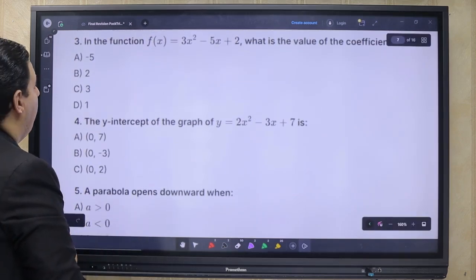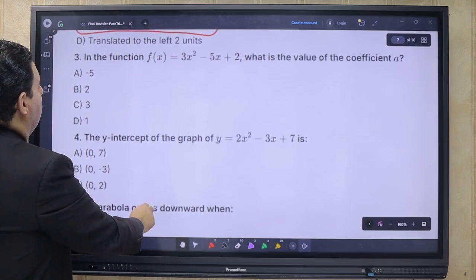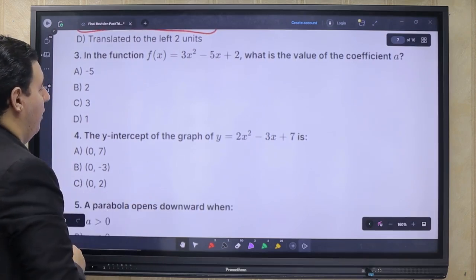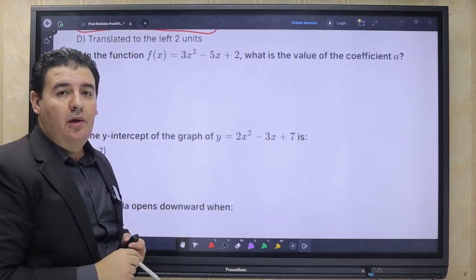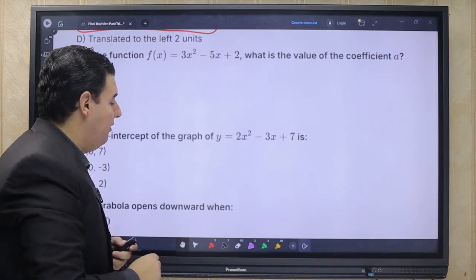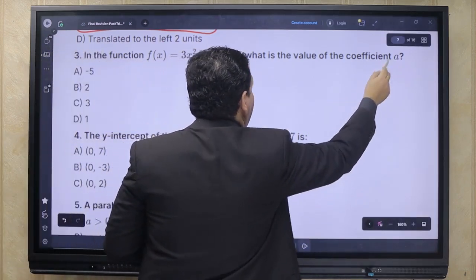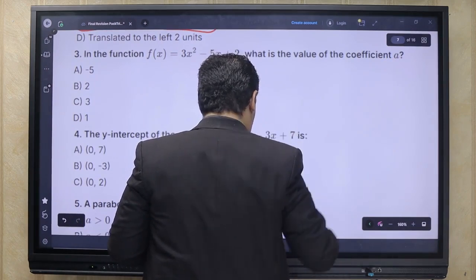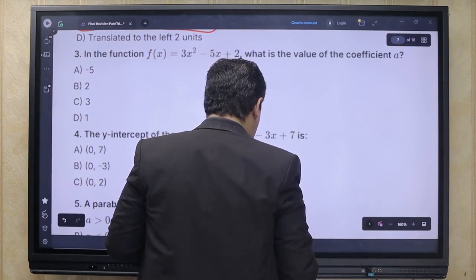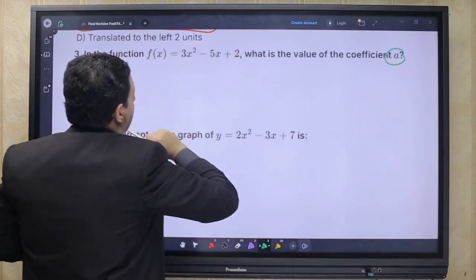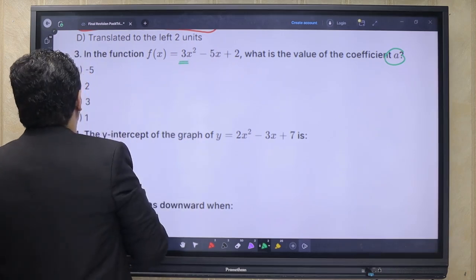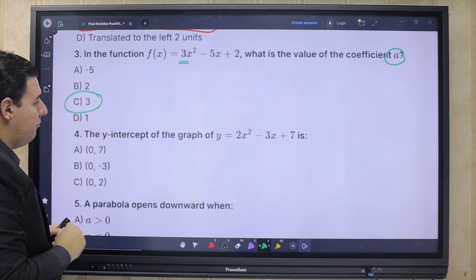Question 3. In the function y or f(x) equals 3x squared minus 5x plus 2, what is the value of the coefficient a? So a here is 3, so we will choose 3.